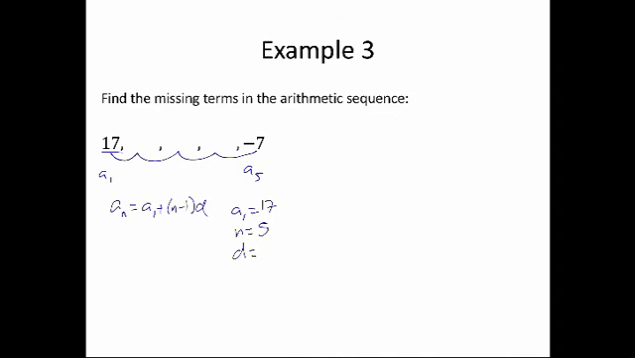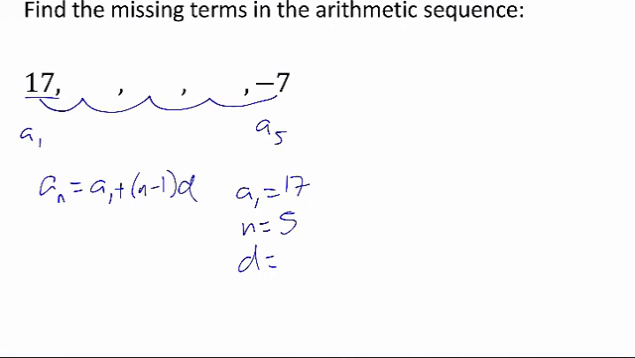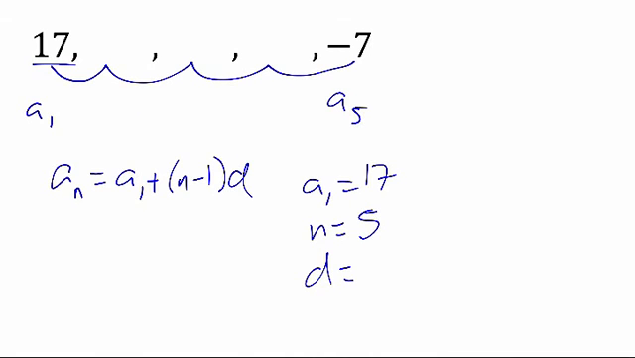So let's plug in what we know. Let me zoom in a little bit. Sorry, I didn't realize I was that far zoomed out. So a sub n, that's going to be a sub 5. We'll replace that in a second. A sub 1, we've got 17, plus n, which we said was 5, minus 1, times our common difference d. We don't know d yet. That's what we're trying to solve.